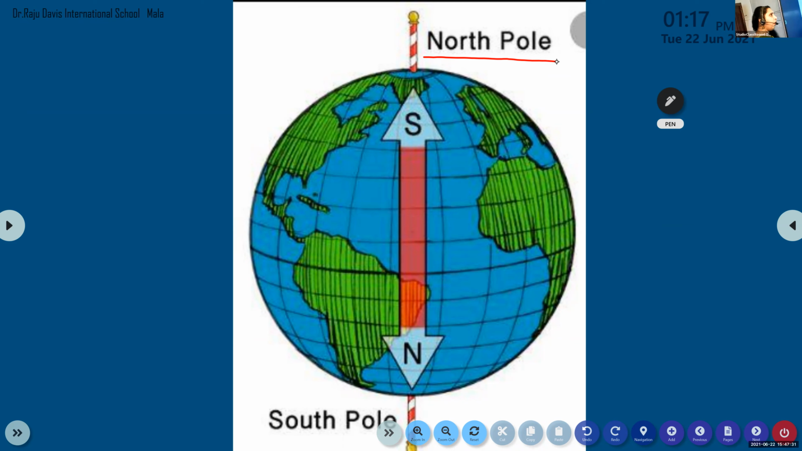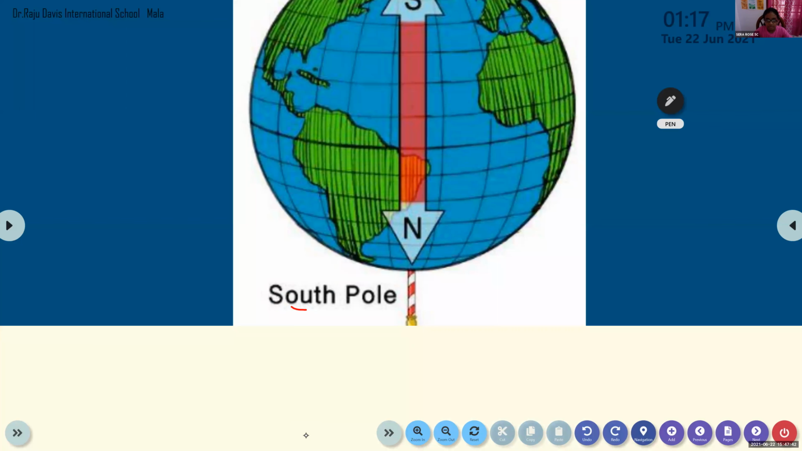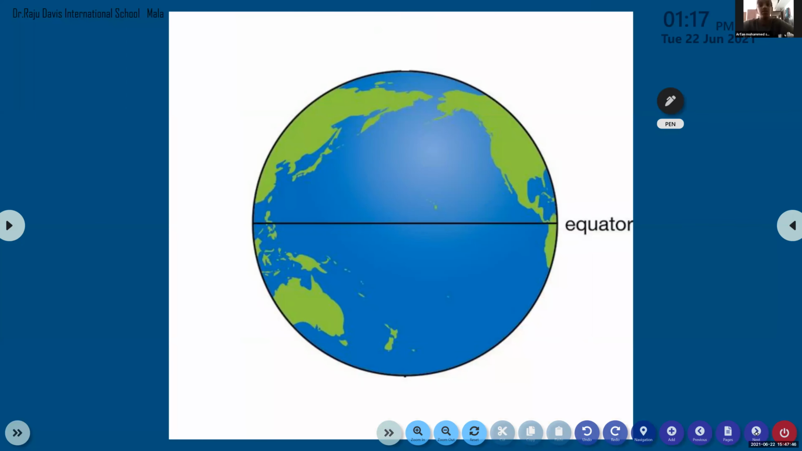What we can say at the top of the globe? Say North Pole, everybody. North Pole. What is at the bottom of the globe? South Pole. And now, the next is the equator. The equator. Say everybody. Equator.